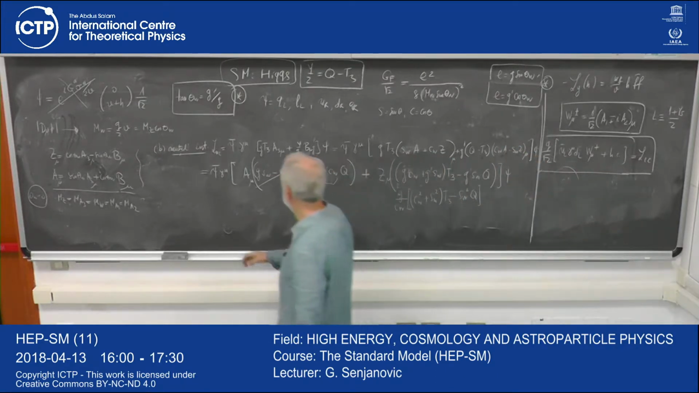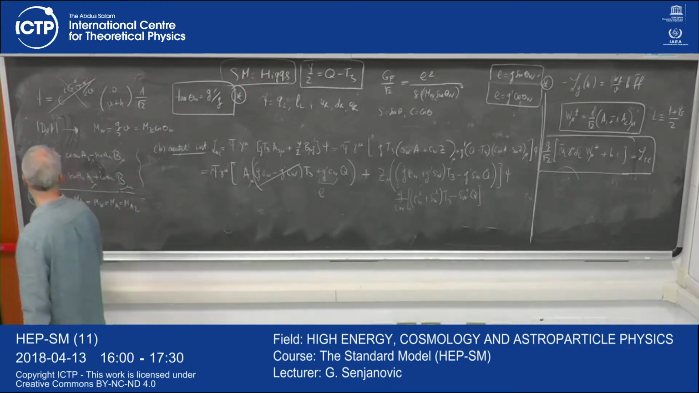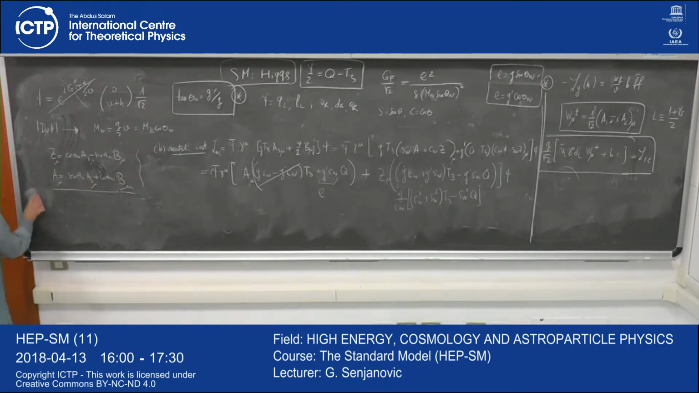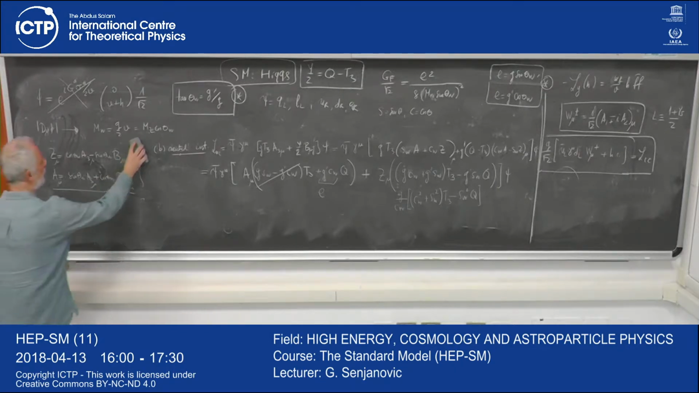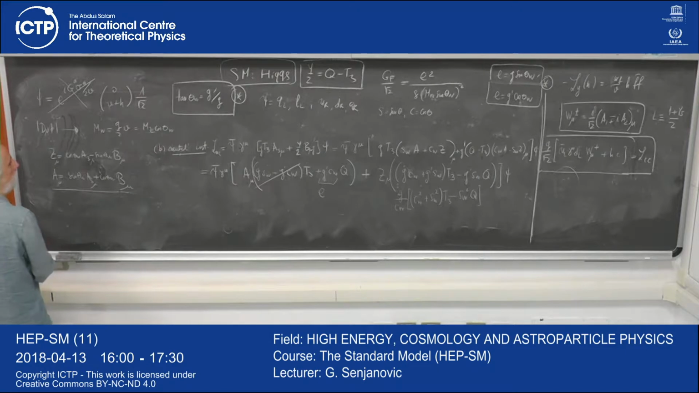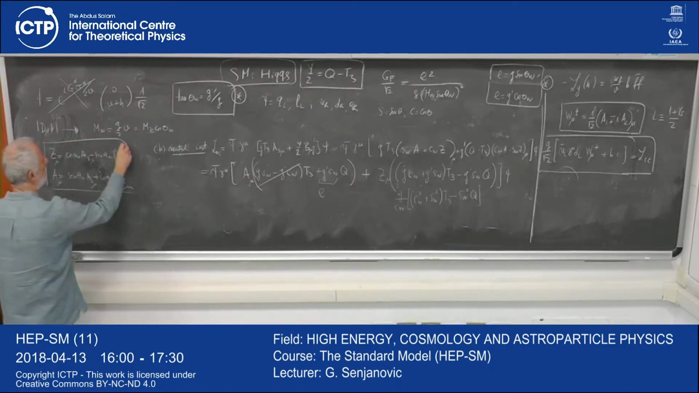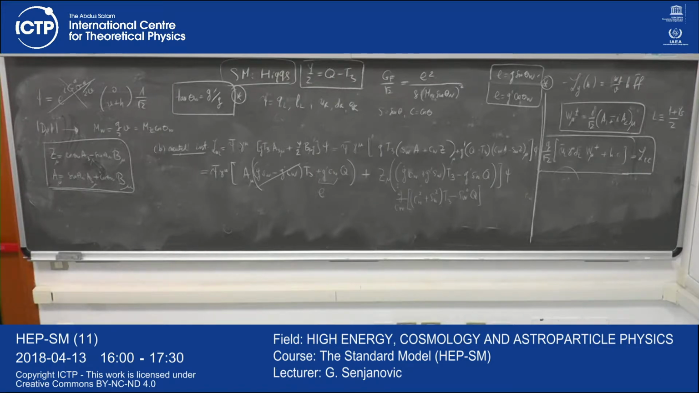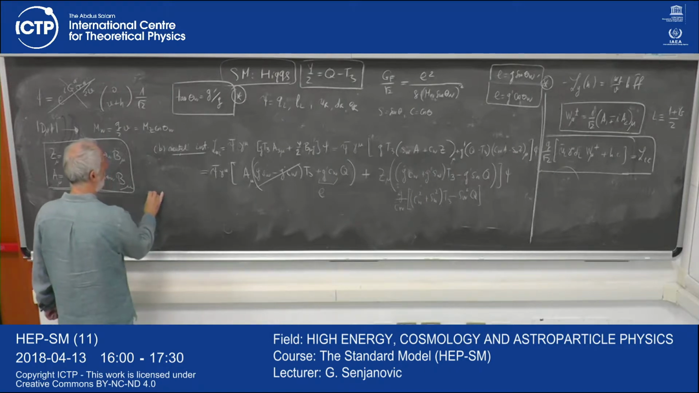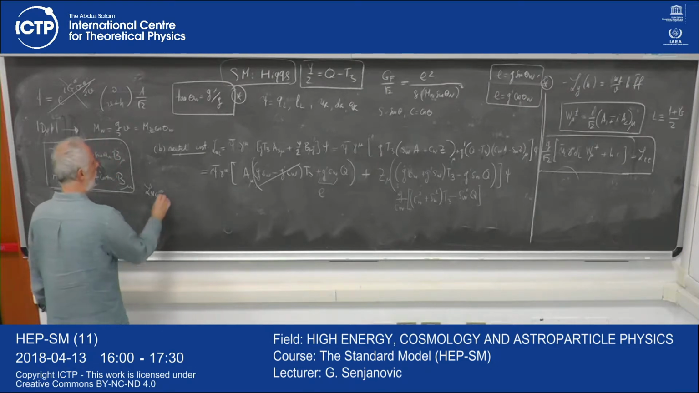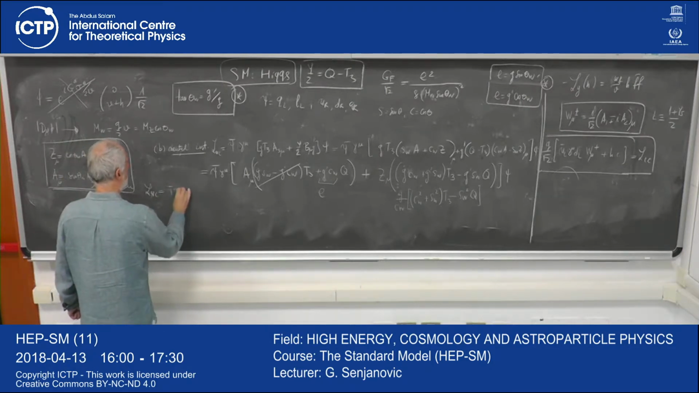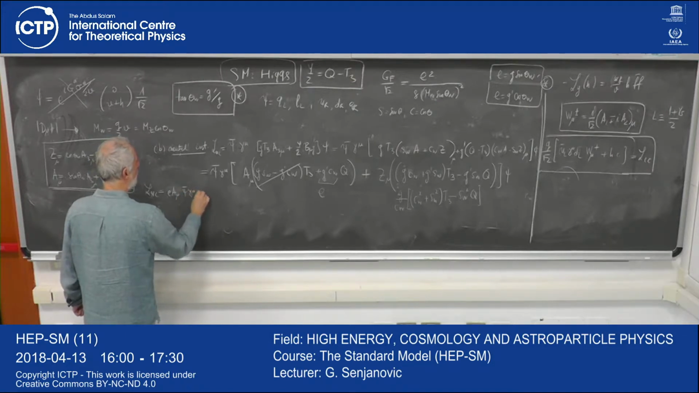So in summary, maybe I should keep this. Let's see how well I can use it, at least until the break. Okay, so the electromagnetic current is A mu, E, psi bar gamma mu Q psi.